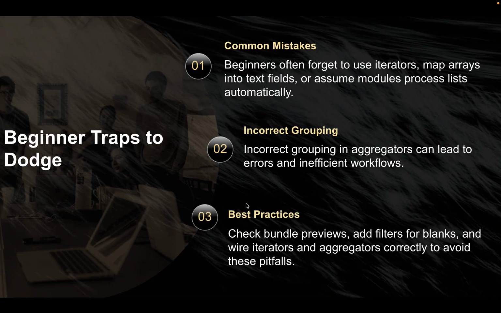Best practices: check bundle previews, add filters for blanks, and wire iterators and aggregators correctly to avoid pitfalls. So knowing when to use what at what point matters. You should know when you should use aggregators and when you should use iterators, so you don't confuse yourself. You should not use aggregators when you're supposed to use iterators, or use iterators when you're supposed to use aggregators. I hope you understand that clearly.